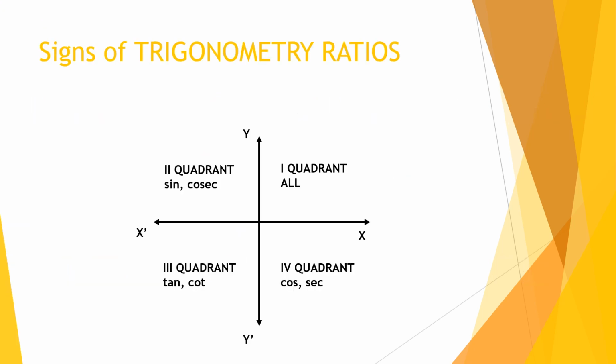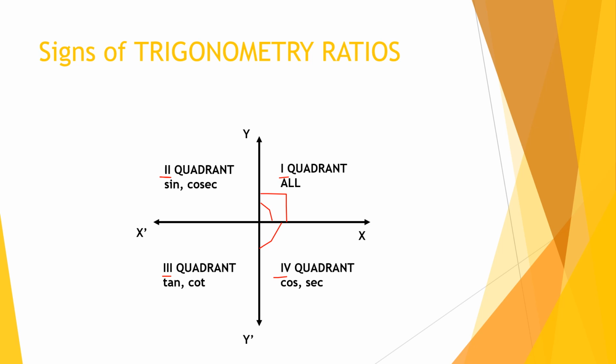Signs of trigonometric ratios. So we have the first quadrant, second quadrant, third quadrant and the fourth quadrant. So here the value will be theta. So theta is getting added, so it is plus theta degree. When we move in the negative side, it will be minus theta. So what is the angle here? It is 90 degree. So the value will be 90 minus theta.